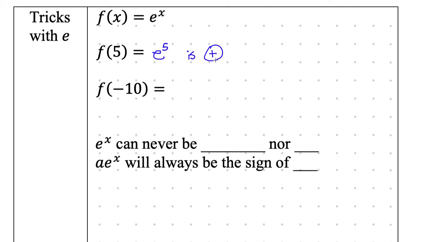What happens, let's take a guess here. When I plug in negative 10, do you think it's going to be negative or positive? Exactly. So this is going to be e to the negative 10. And as Claire said, that's going to be 1 over e to the 10, which is still positive. So if I have e to the power of x, it can never be negative. Nor can it be the value of 0.